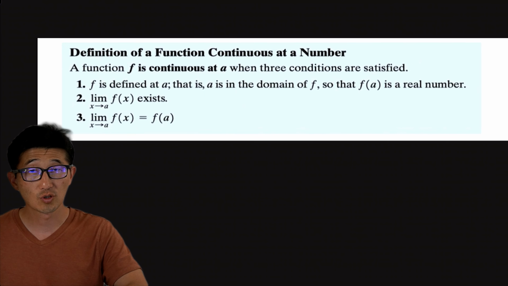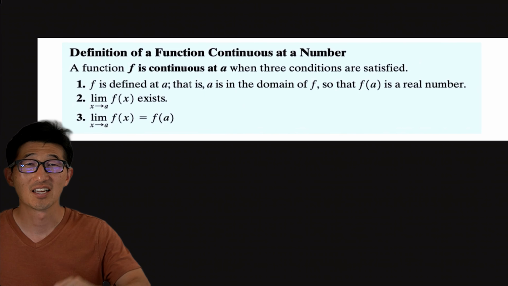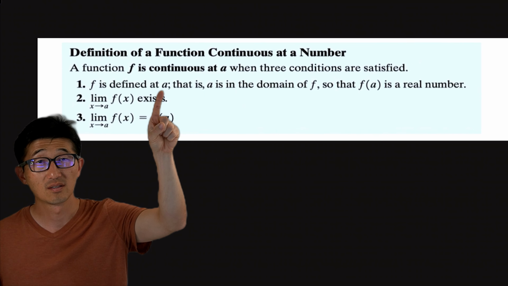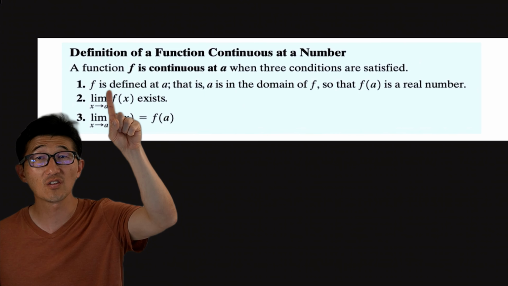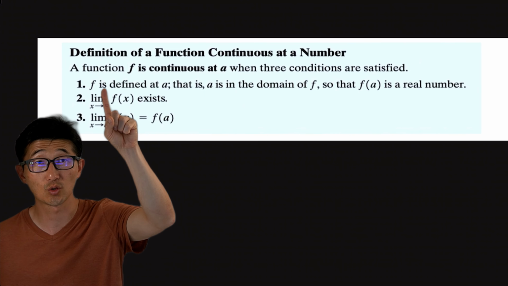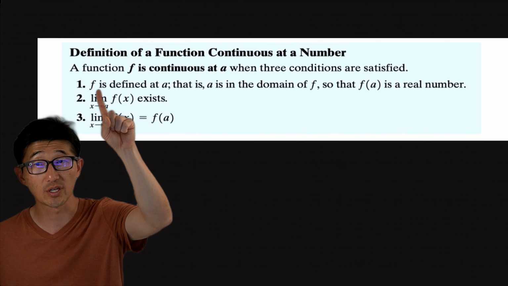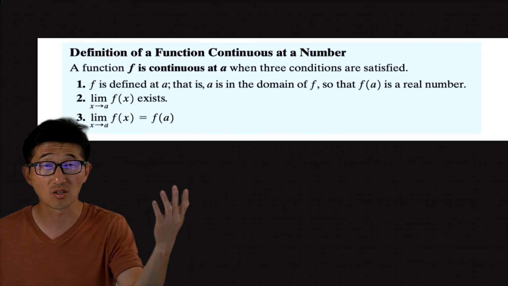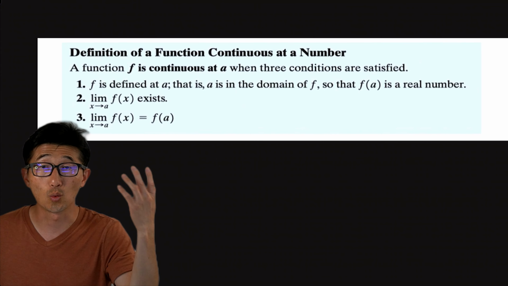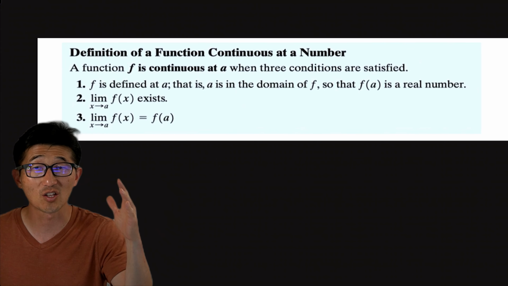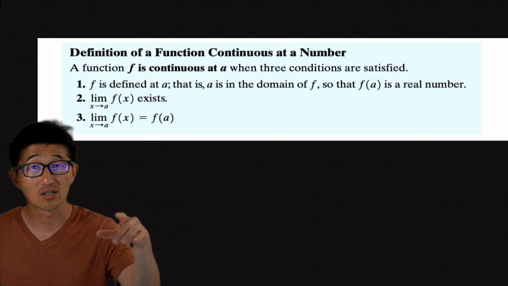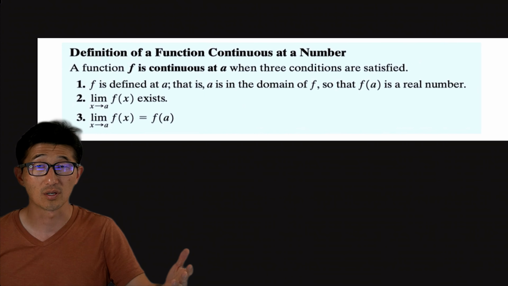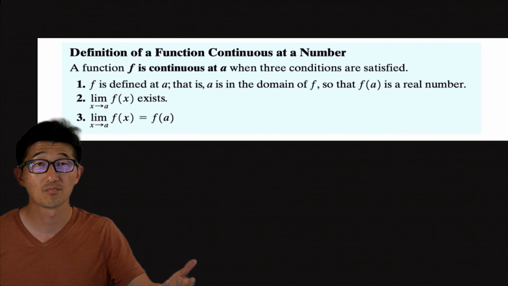Not really. Okay, try this again. Number one, f is defined at a. What does that mean? The function f gives you y coordinates. So this is another way of saying the y coordinate exists at what? That's all it is. What they're saying is there is a y value at a. That is, a is in the domain of f, so that f at a is a real number. It's an actual number, like a y value, right?